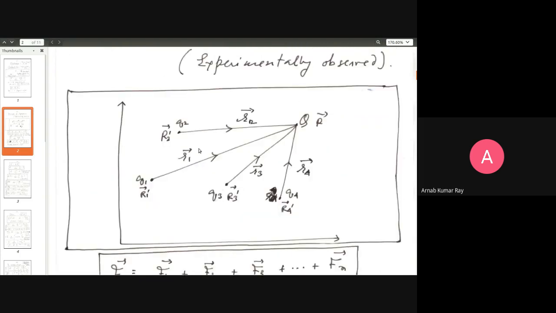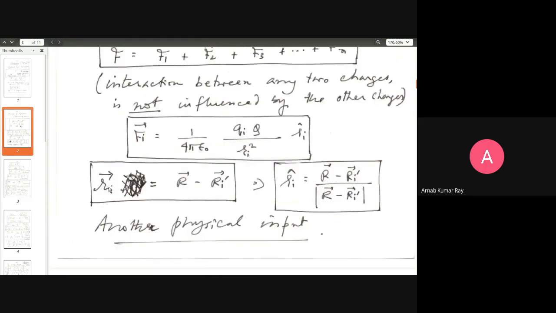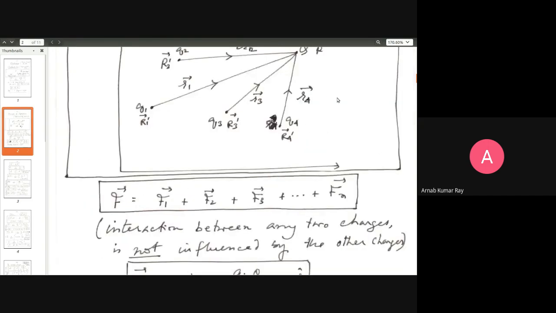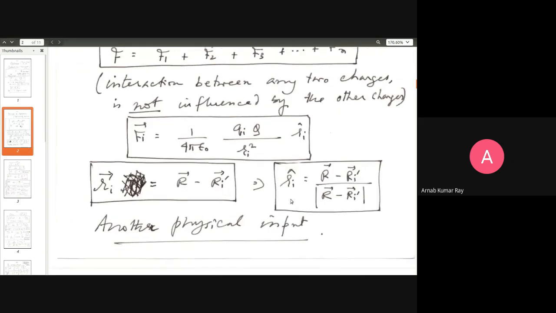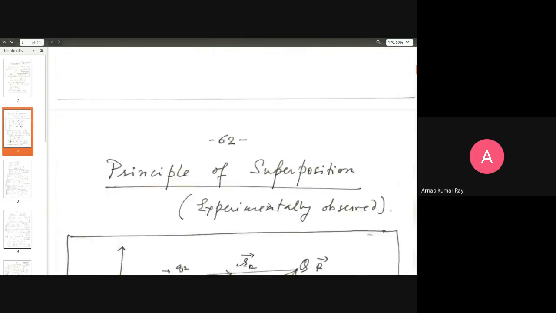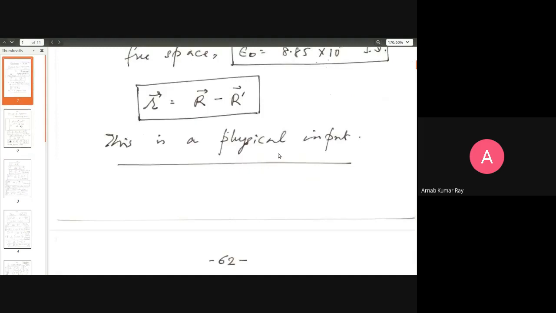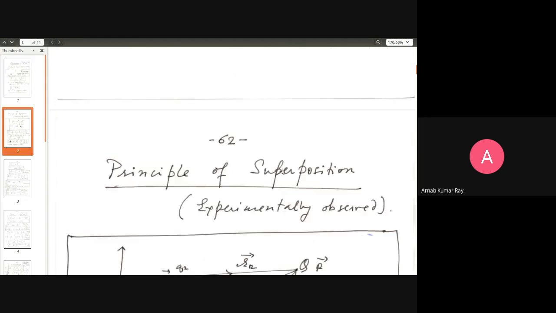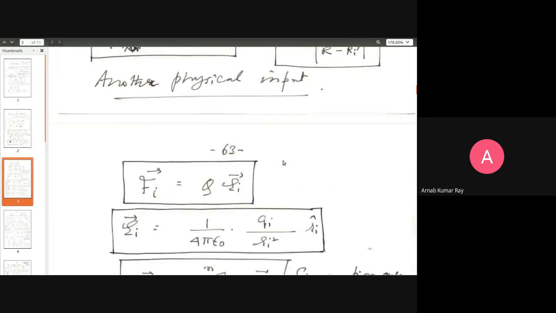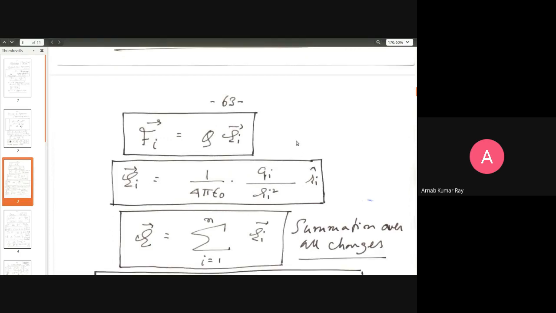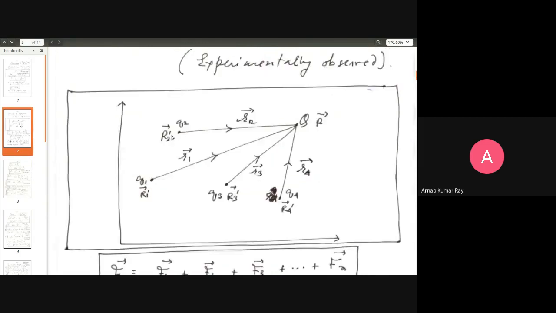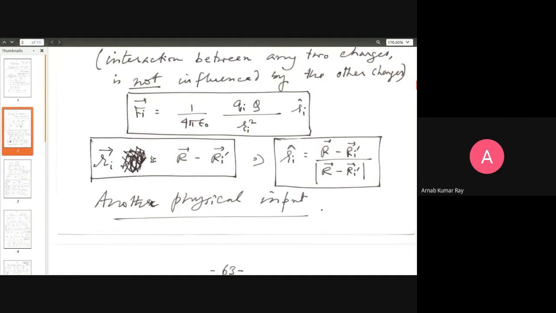Okay, what about these radial displacements? Vector Ri is capital R minus position capital R subscript i. That is what it is. And the unit vector will be the vector divided by its magnitude. So this is another physical point of information that you have to know by making measurements in the laboratory. Okay, so with these two points of information, let us now build up our mathematical theory. Let us see how it is. Fi is the force due to an individual source charge, Fi.